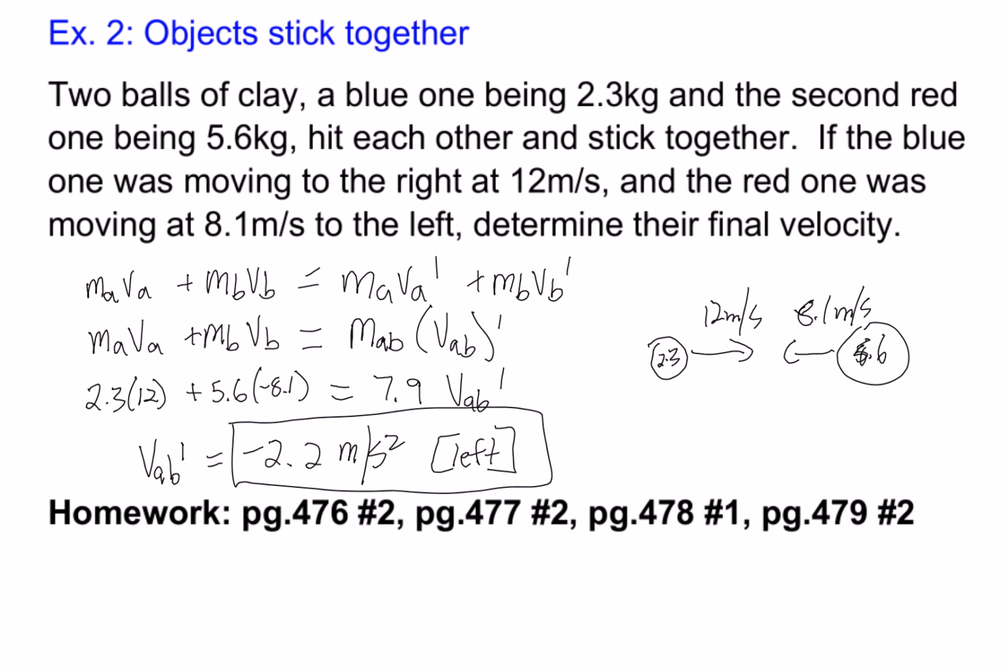So when objects stick together, you can see just a slight modification of the formula. Add the masses together, and then you just have one mass and one velocity. And it's a common question because quite often we'll have cars or trains or something colliding and they get locked together, so they'll move together as one object.